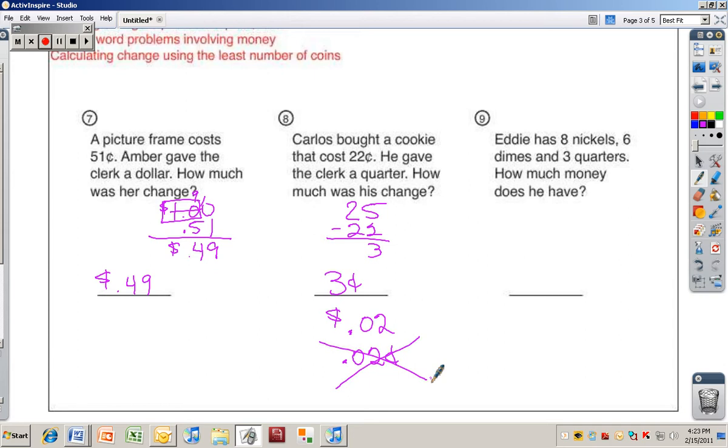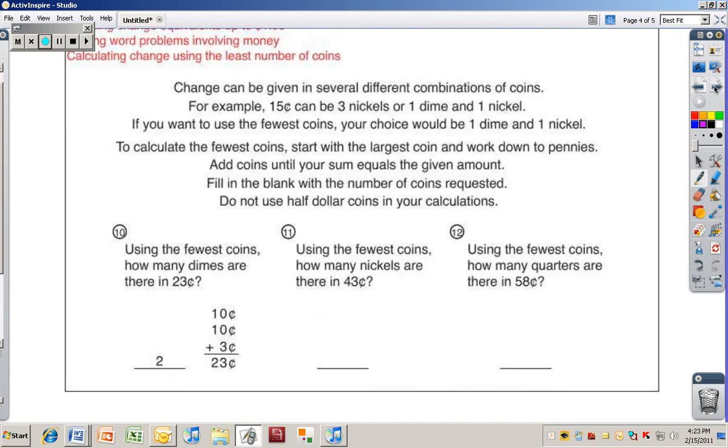Eddie has 8 nickels, 6 dimes, and 3 quarters. How much money does he have? 8 nickels is 40 cents. You can do that on your fingers, or you can do 8 times 5 to figure out that it's 40. 6 dimes is, of course, 60 cents, and 3 quarters is 75 cents. Now, what I notice is these two right here make $1. So altogether, we have $1.75. $1.75 is the solution.